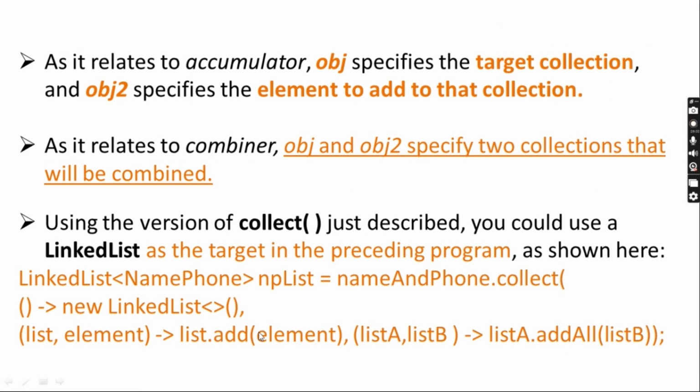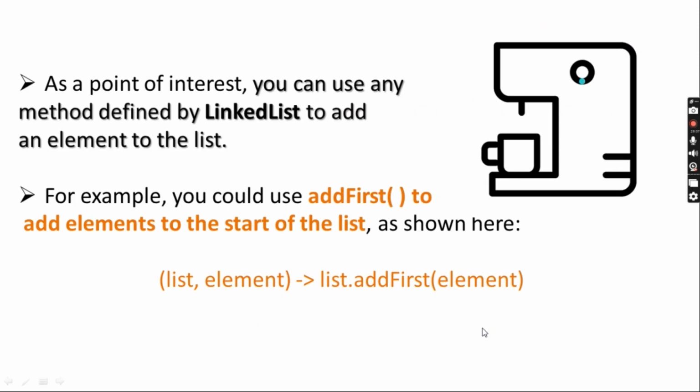List of elements adds elements one by one. List A, list B: add all elements from list B to list A. You can use any method defined by LinkedList to add an element to the list as you require. So you can use the addFirst method to add elements to the start of the list, list.addFirst(element). Okay, so the element will be added to the start of the list.